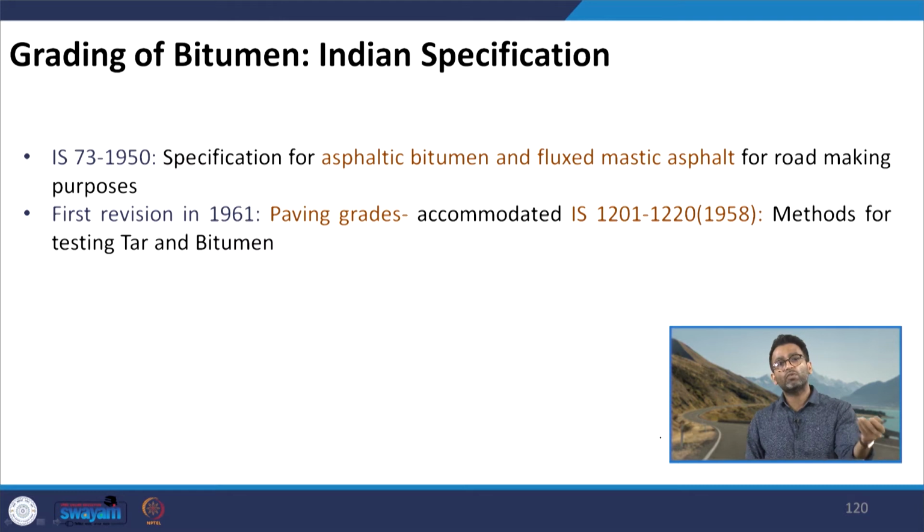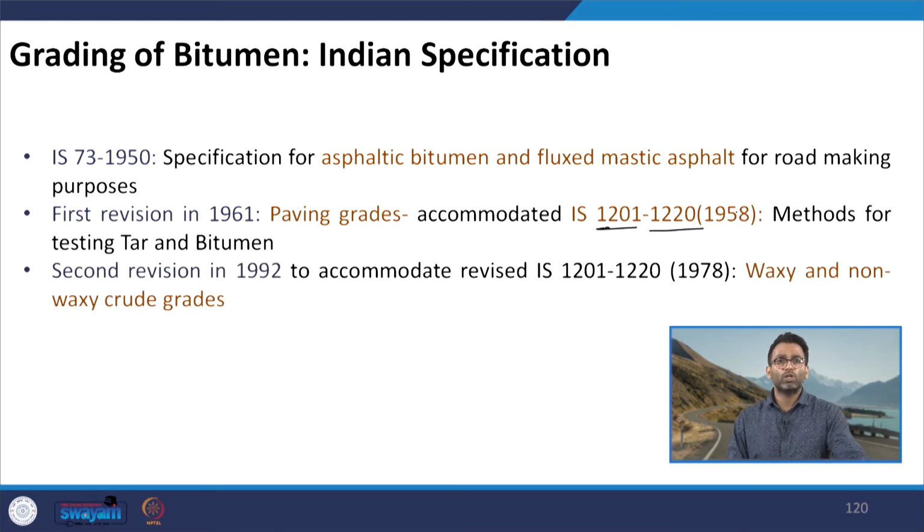So, this first revision included only the paving grade bitumen, and it also accommodated parallelly the test methods on the bitumens, different tests which are required to be done on bitumen, and this test can be done using the specification IS 1201 to 1220, which was developed in 1958. Alright. So, this is methods for testing tar and bitumen.